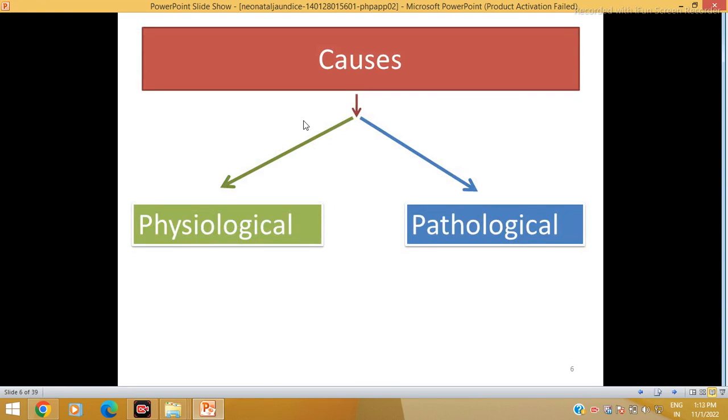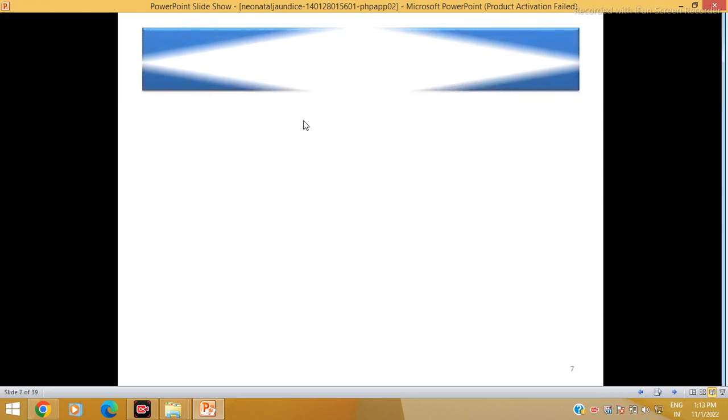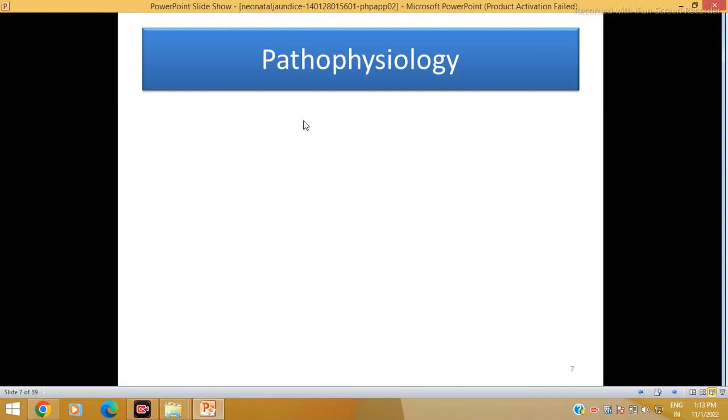Next, what are the causes? The causes are divided into physiological and pathological jaundice. One by one we will discuss all these. Pathological jaundice may appear before 72 hours, whereas physiological jaundice will appear after 72 hours.